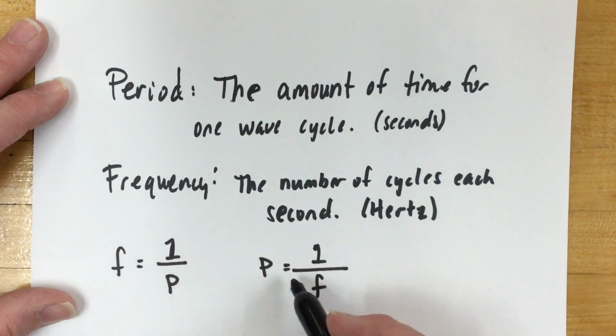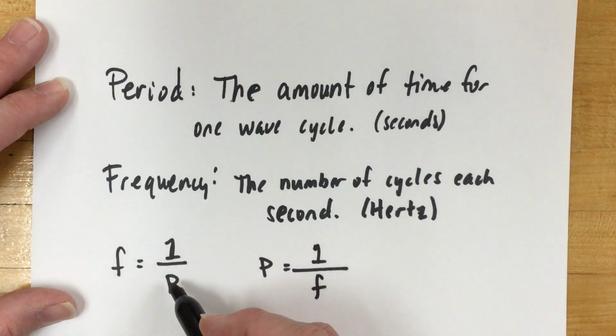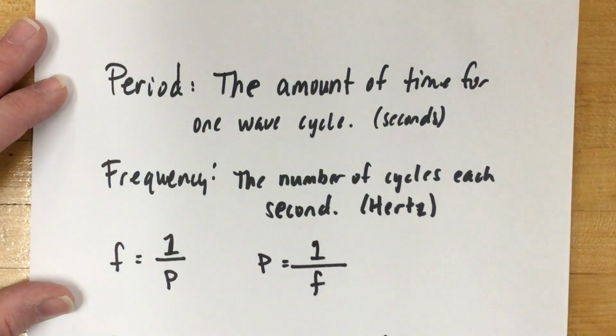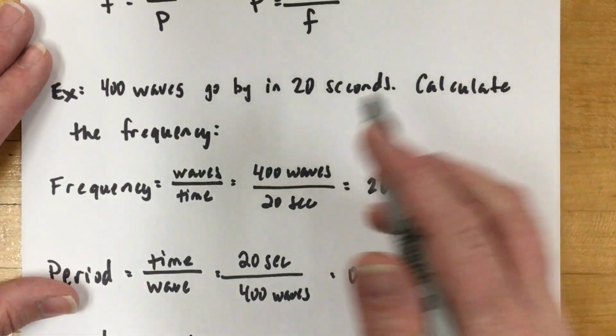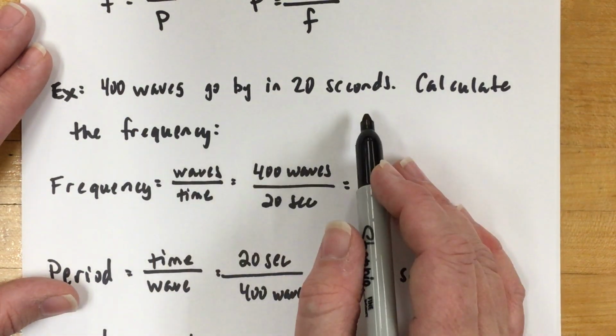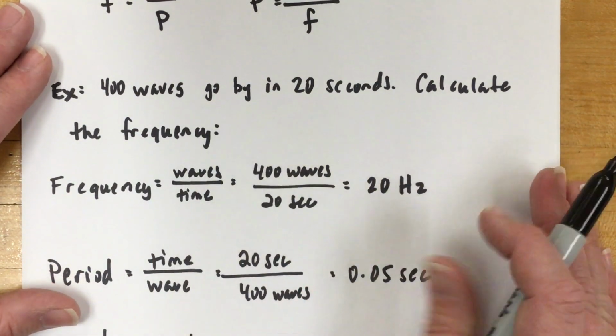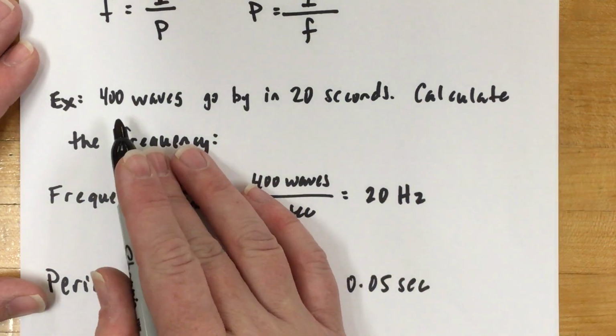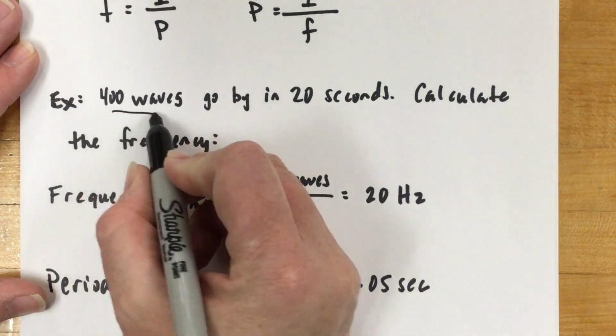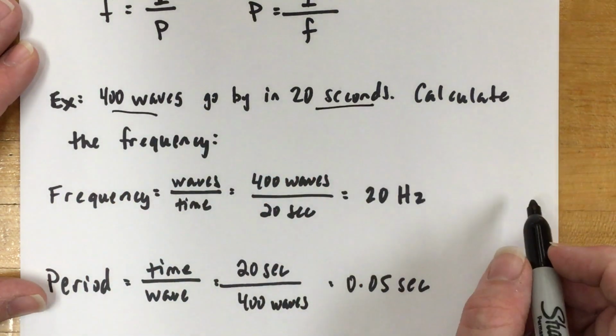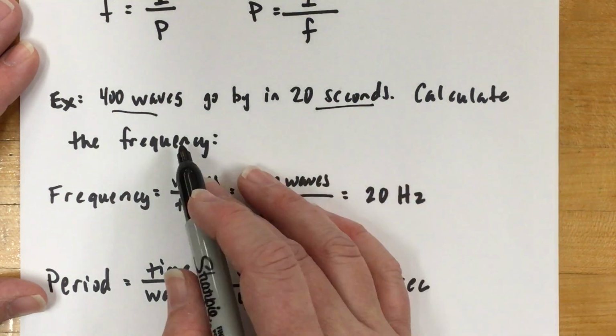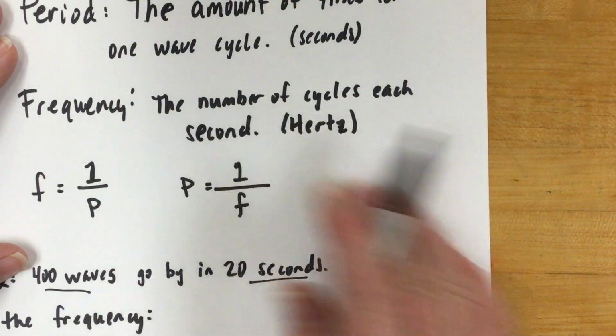And sometimes we're in a situation where we know one and we can find the other, and sometimes we're in a situation like this where you have a bunch of waves in a bunch of time, and we have to figure out the frequency and the period from there. So in this example, we have 400 waves, and they go by in 20 seconds, and we need to calculate the frequency. Well, frequency, if we look here, is the number of cycles each second.